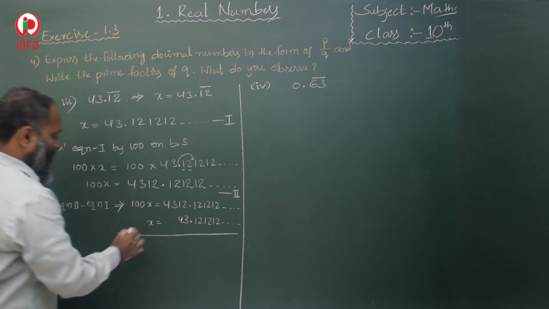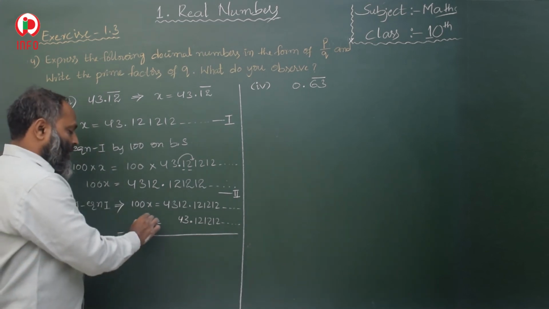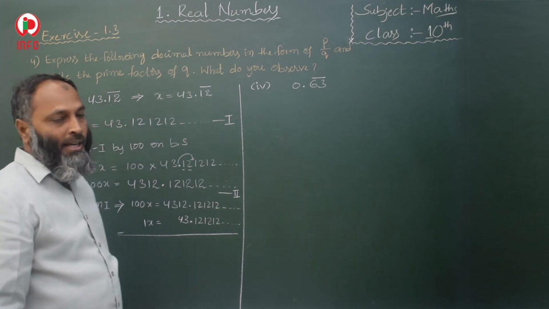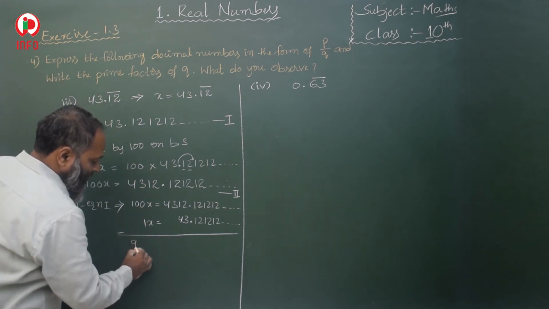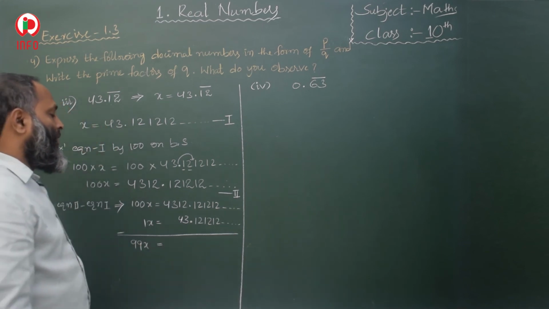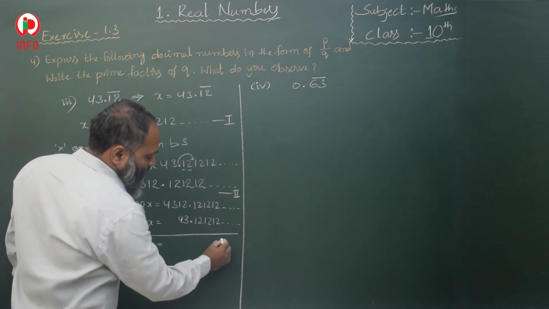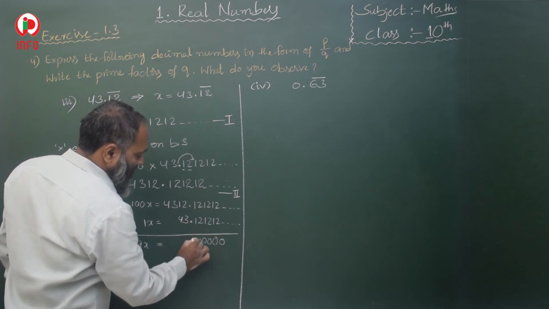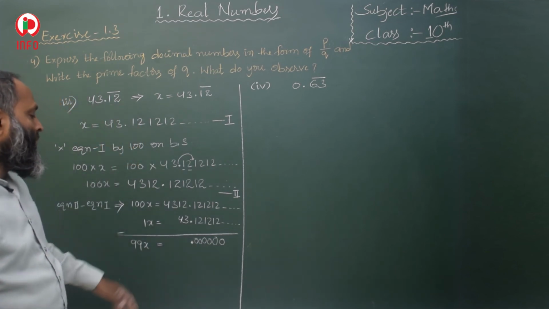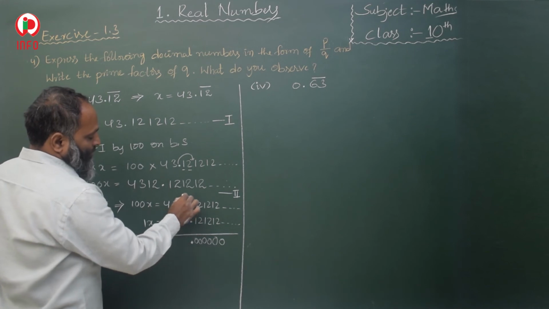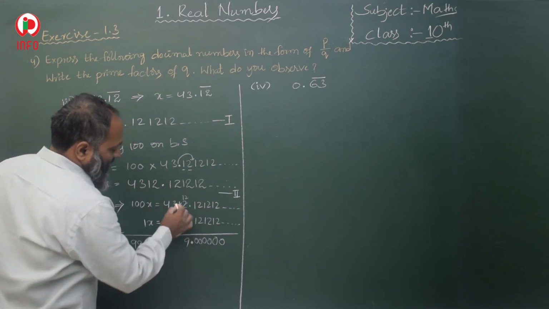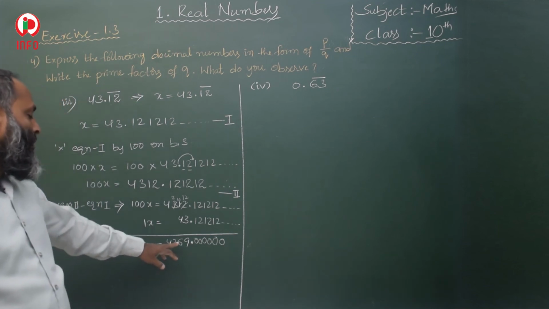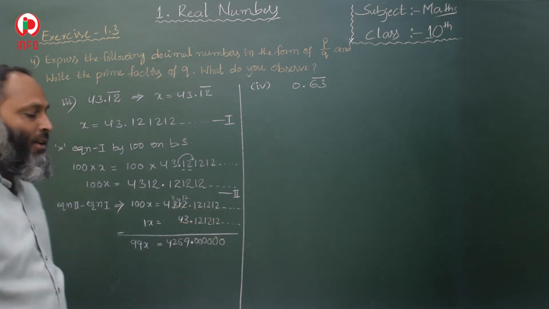Now subtract. Here x has no coefficient, which means the coefficient is 1. Then 100 minus 1 is 99. So 100x minus 1x is 99x is equal to, now subtract from right to left: 2 minus 2, 0. 1 minus 1, 0. Then after that the decimal point comes. Then 2 minus 3, we cannot, so borrow: 12 minus 3 is 9. 10 minus 4 is 6. 2, 4. So it is 4269.000, which means 4269.